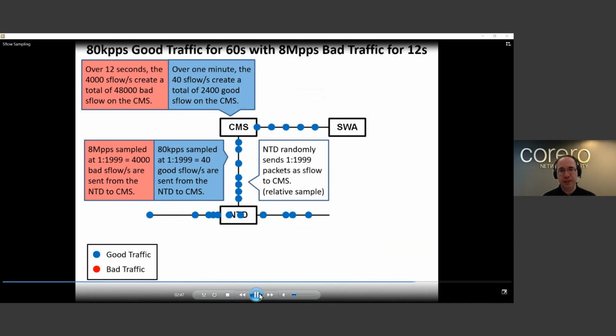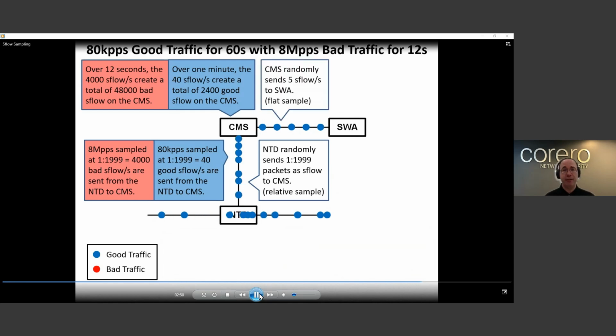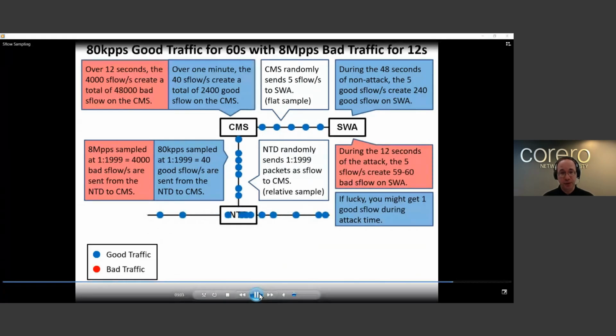Once the attack is over and the minute is still progressing and your background traffic is still running, the CMS is only receiving good sFlow for the remainder of that minute. Therefore, all the samples being sent to the SWA for the rest of that minute are blue and are good. That means that when you look at all of the flat samples over the minute, 240 of them are good and only 60 of them are bad. That is the inherent danger of only looking at a flat sample.